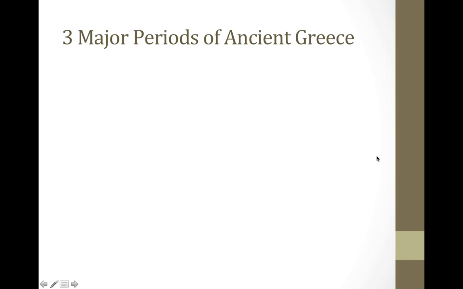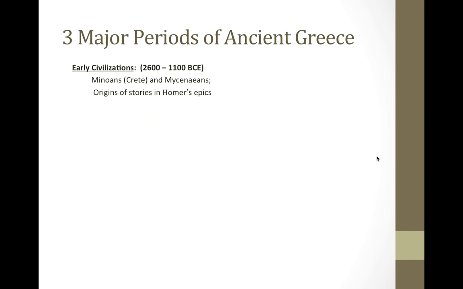You're going to be learning over the next few weeks about three major periods in the history of ancient Greece. And I want to give you a brief overview of each one. And one of your assignments that you can do for this week, which is going to be a history of Greece, we'll dive into these periods in a little bit more detail. The first period is the period of the earliest civilizations of Greece, from approximately 2600 to approximately 1100 BCE.